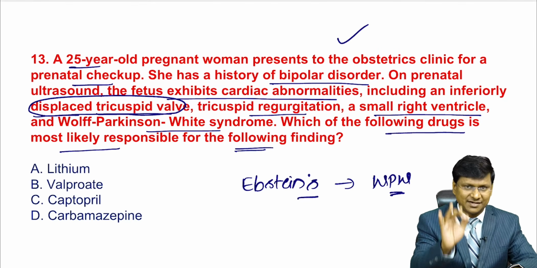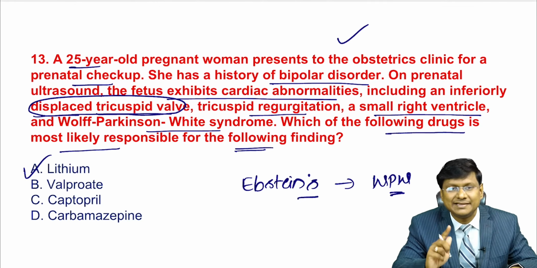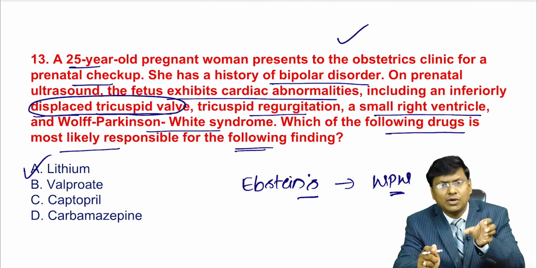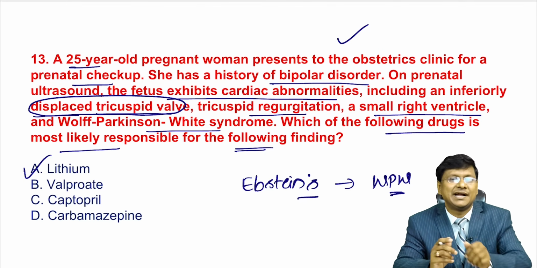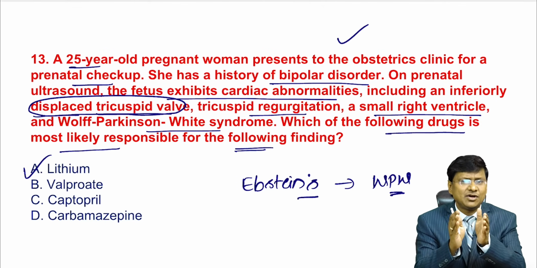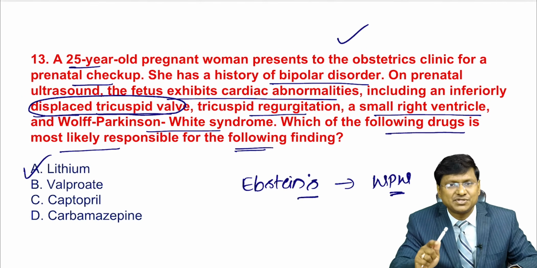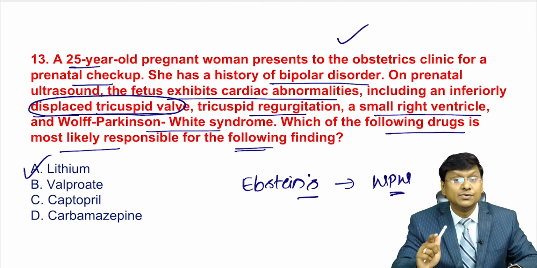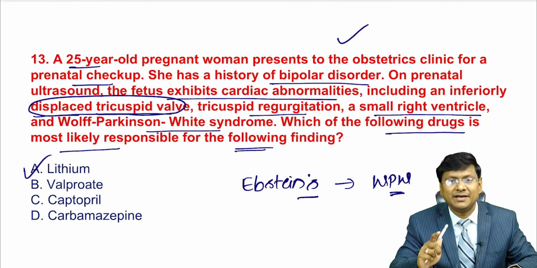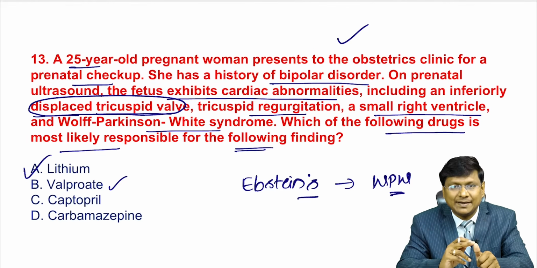And what is the drug which is associated with the development of Epstein's anomaly is the lithium. So lithium is very much important, known for the congenital heart disease, that is Epstein's anomaly, right? So this Epstein's anomaly occurs mainly when the patient takes this lithium in the first trimester of the pregnancy, right? Where there will be distal displacement of the tricuspid valve, and there will also be tricuspid regurgitation as well, right? Whereas you take this valproate.